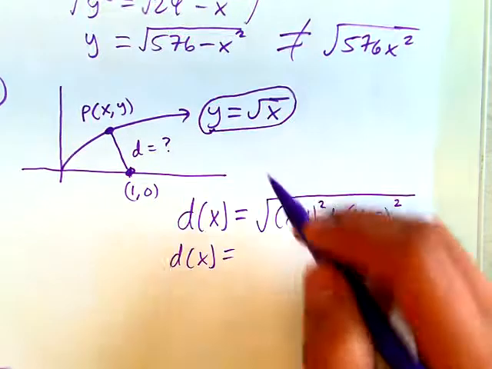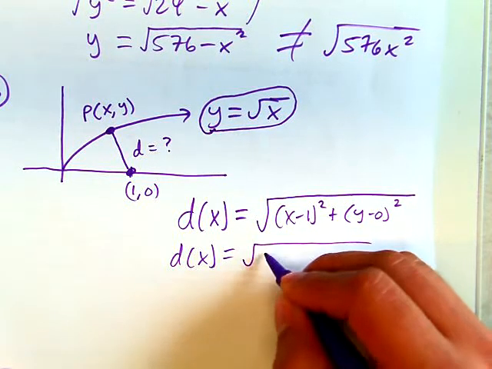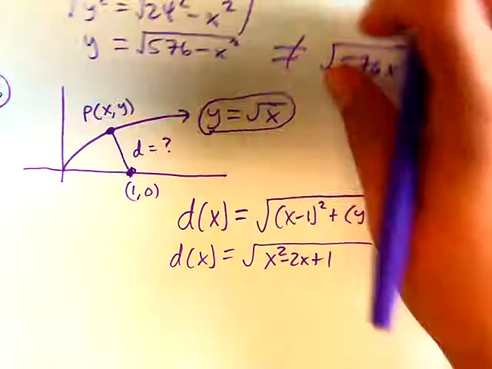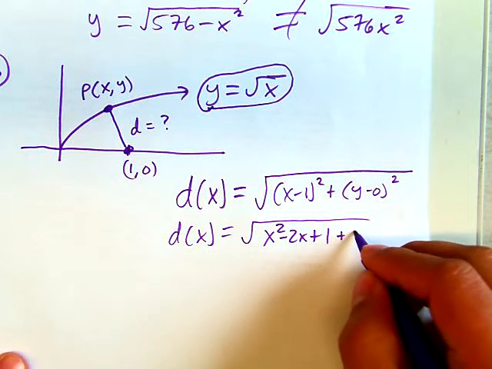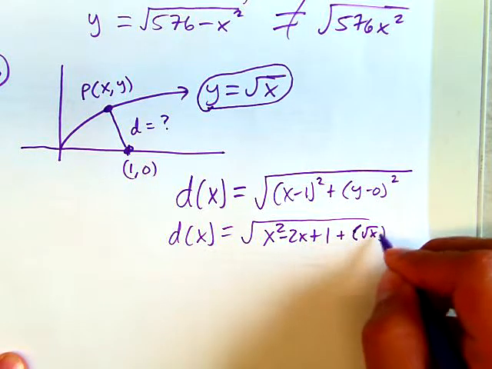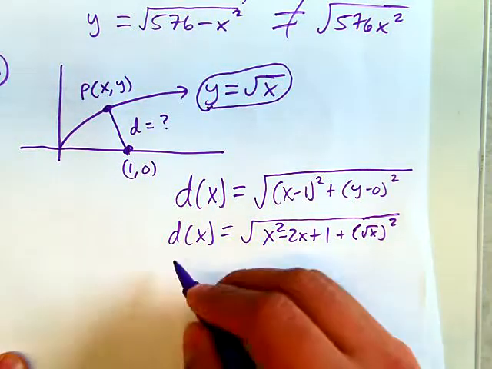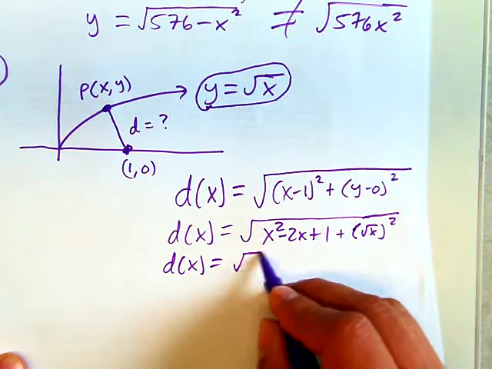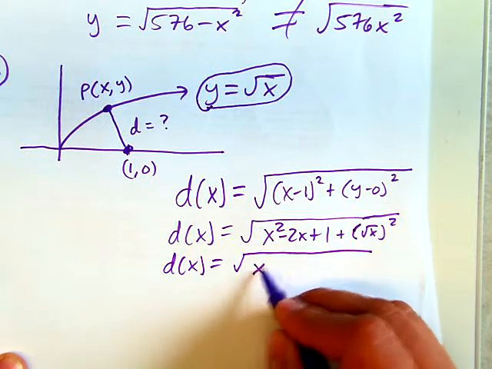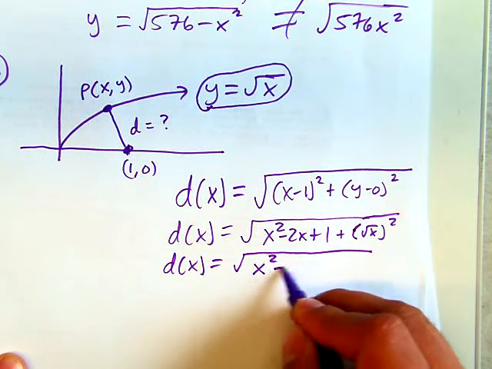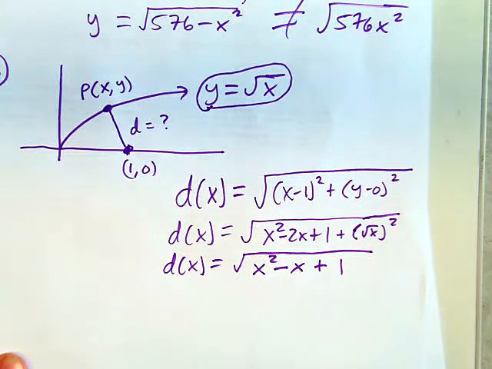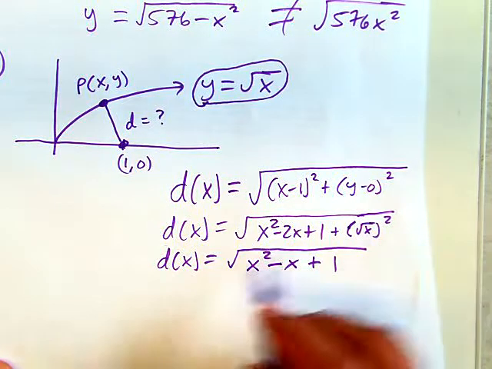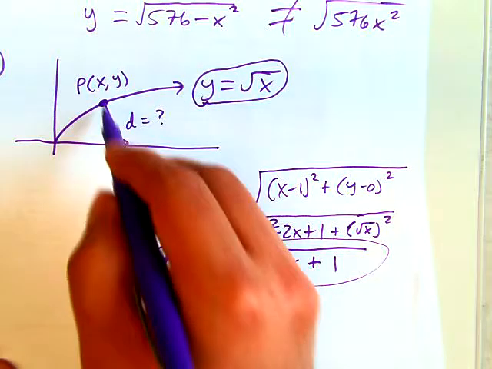So what can we do? Plug it in. So the square root of x squared minus 2x plus 1, I'm just kind of multiplying it out, plus y squared, but it's really just root x squared. You guys with me? Yes. If I clean things up, root x squared becomes just x. If I add that with negative 2x, I get negative x. I mean, there's addition. I'm just combining like terms. And then this would be our function that models the distance from any point to 1, 0.